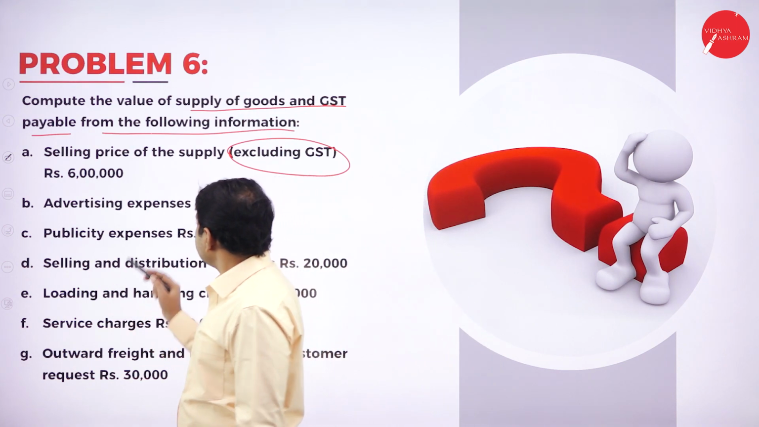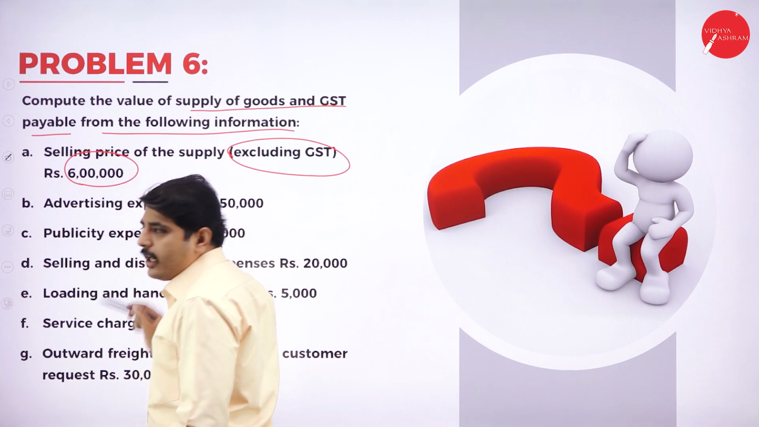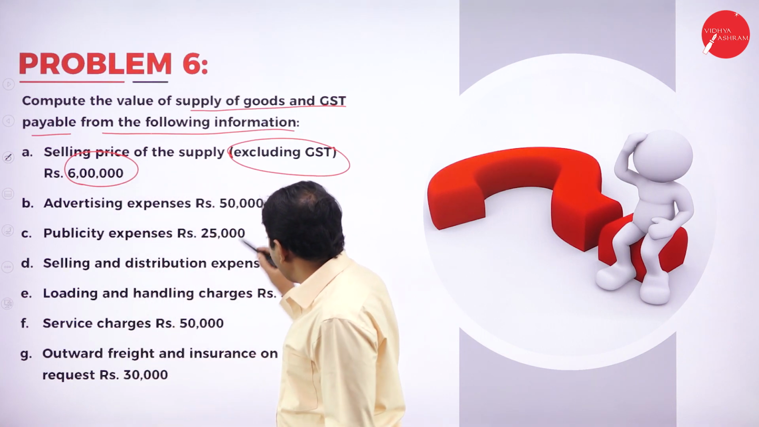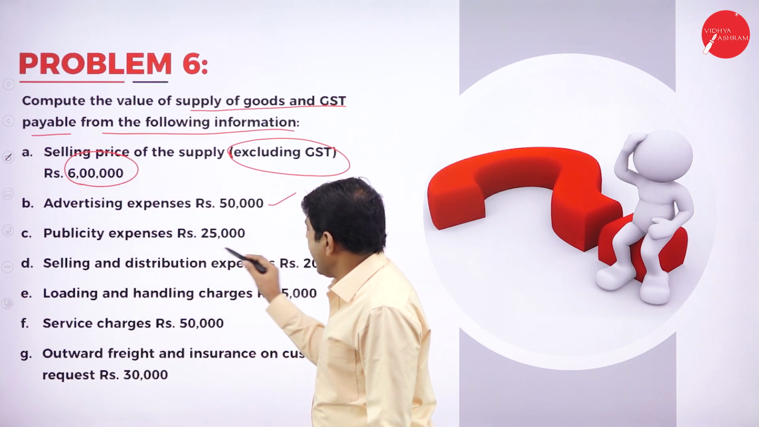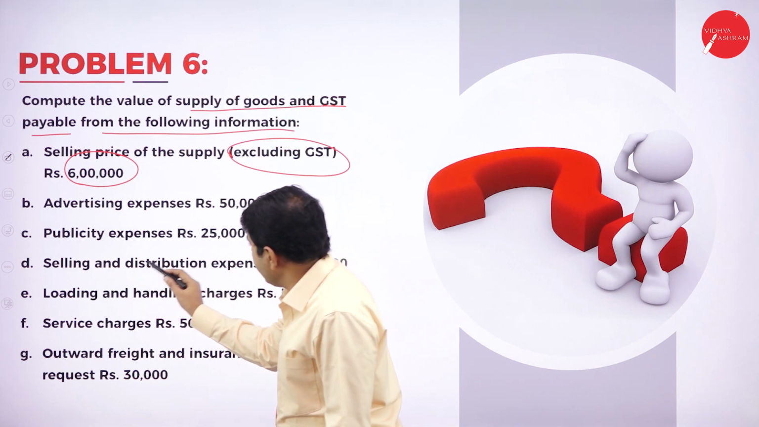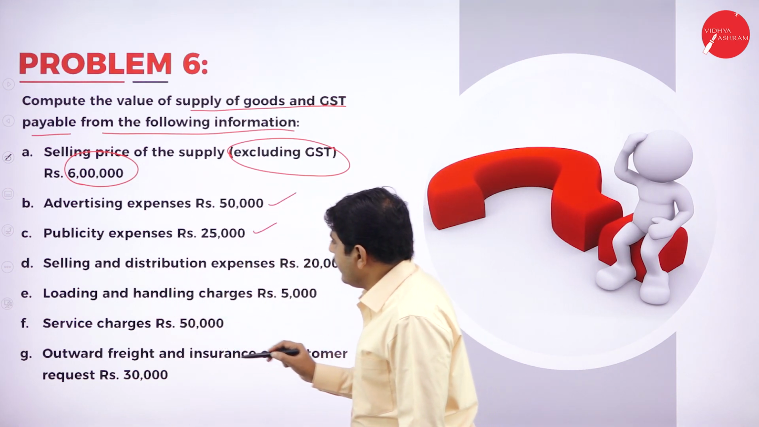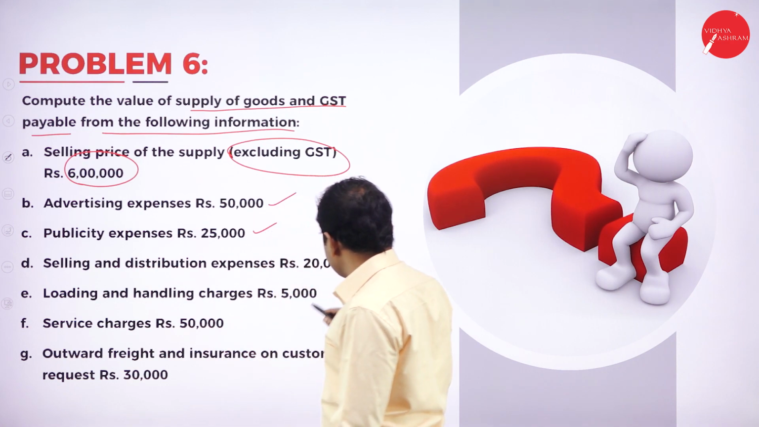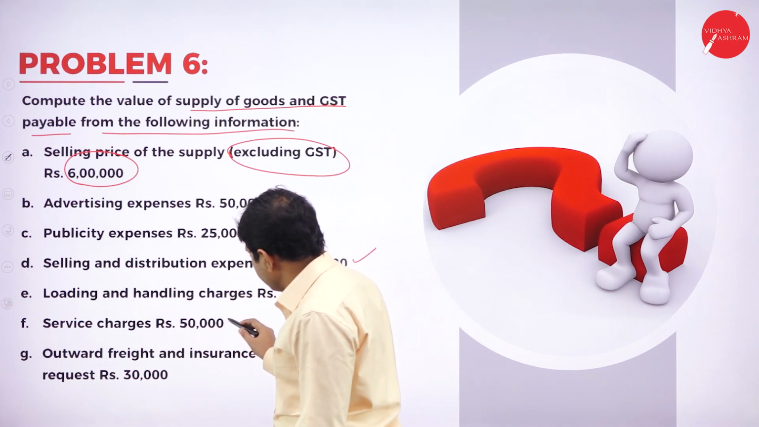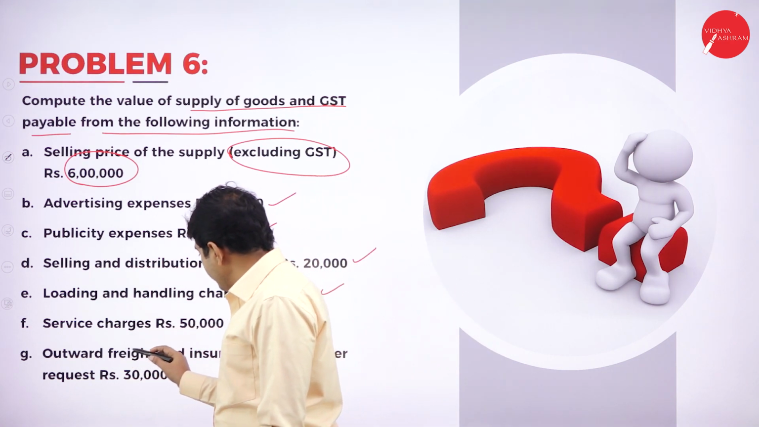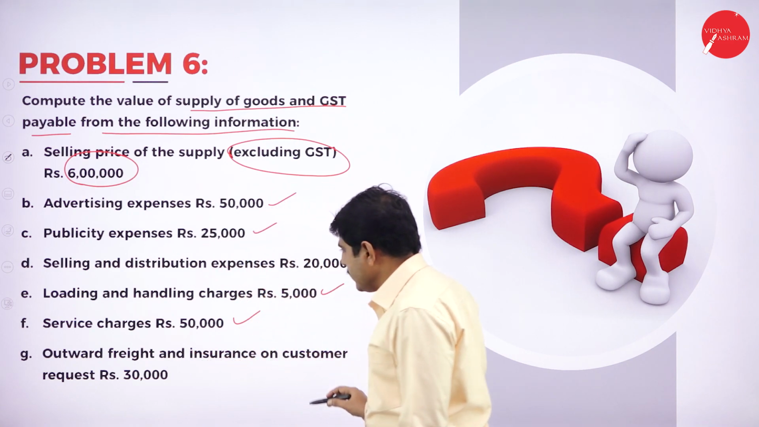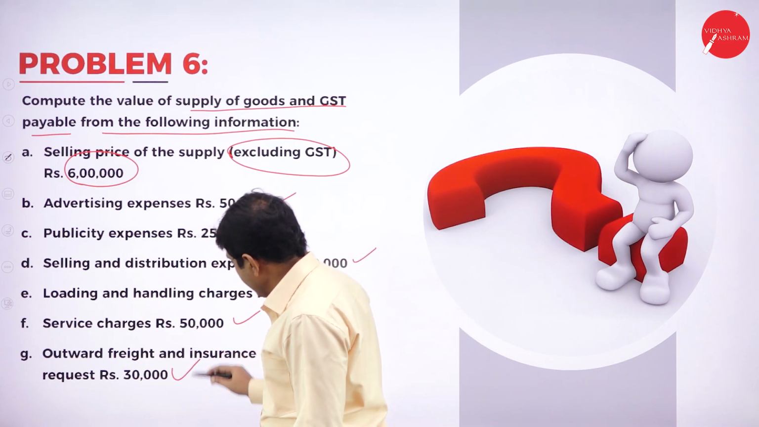Next one, it is 6 lakh. So the actual cost of the product is 6 lakh. We can add advertisement expenses, we can add publicity charges, selling and distribution expenses also we can add. Next one, loading and handling charges also we can add, service charges also we can add, outward freight and insurance on the customer's request also we can add.